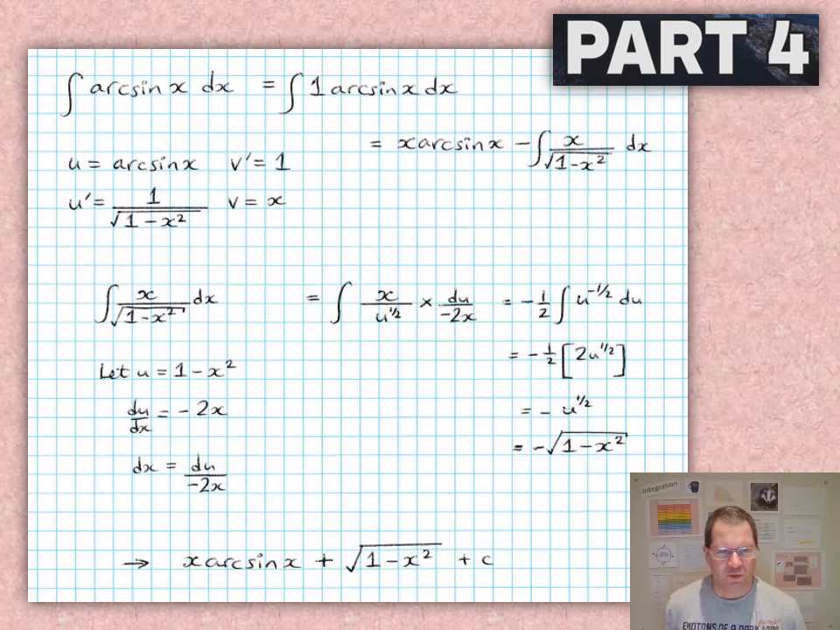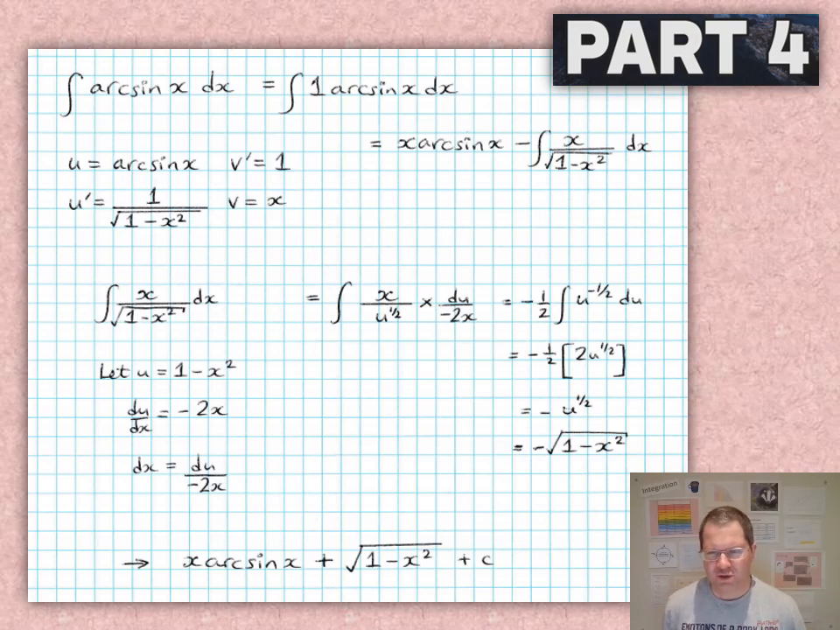So if we let u equal 1 minus x squared, then du by dx is minus 2x, and dx is du over minus 2x. And you may notice that the x on the top, the numerator, is going to cancel with this x on the denominator of our dx substitution. So that gives us x over u to the half multiplied by du over minus 2x. The x's cancel out, and that gives us minus a half, which I've put outside as a constant, multiplied by the integral of u to the minus a half du.